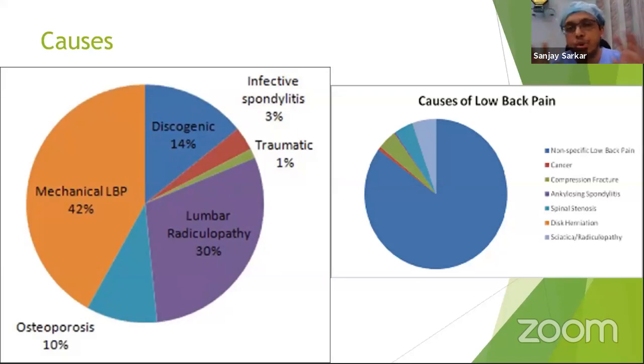Now, as you can see, there are 2 pie charts. In the pie chart to your left, more than 80% of the low back pain causes are either mechanical, 42%, lumbar radicular, so let's say pinched nerve, like for example sciatica, and then discogenic: disc bulge, disc herniation, disc sequestration, and all the grades of discitis. So all these 3 diagnoses or causations are accumulative or summated to more than 80%.